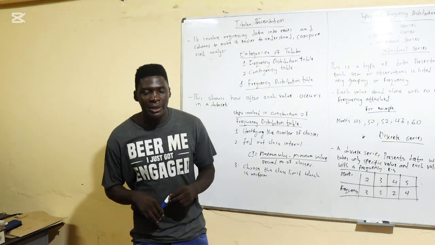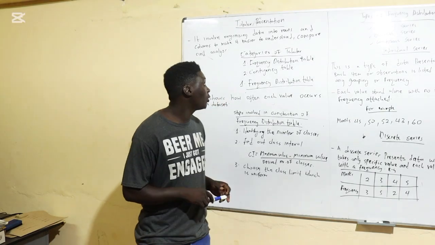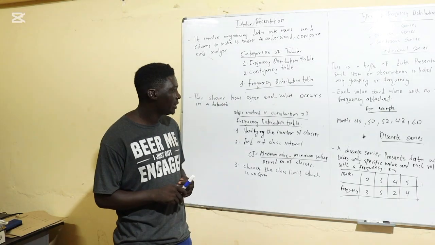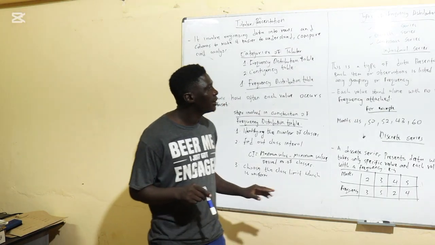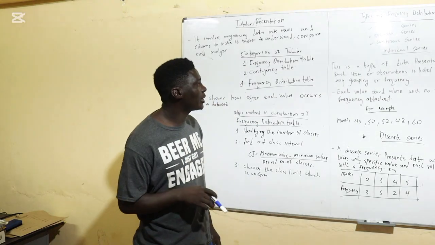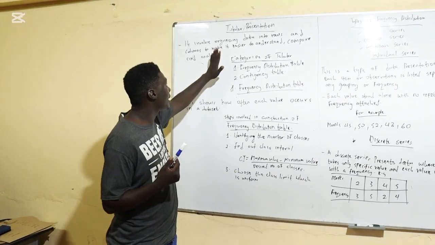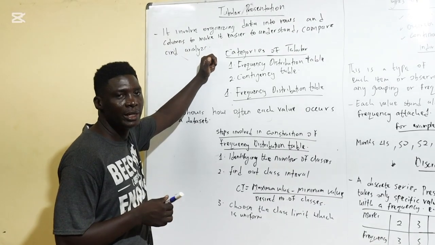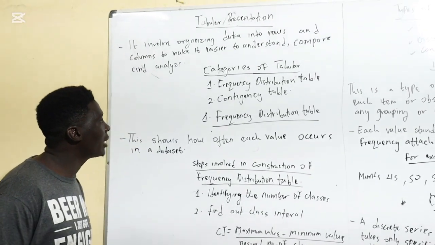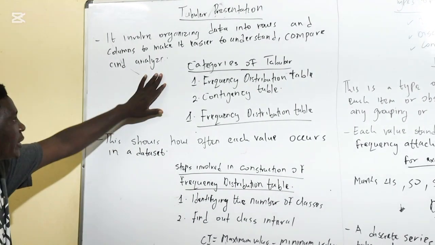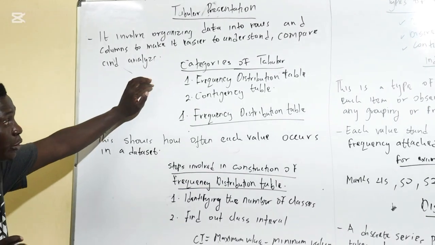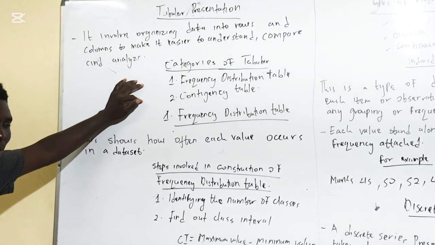So welcome to part 3 of my presentation, still a continuation of the data presentation. We highlighted the two categories of data presentation, that is tabular form and graphical form. Now I'm tackling the tabular presentation part of the data, which has two categories: frequency distribution and contingency table.